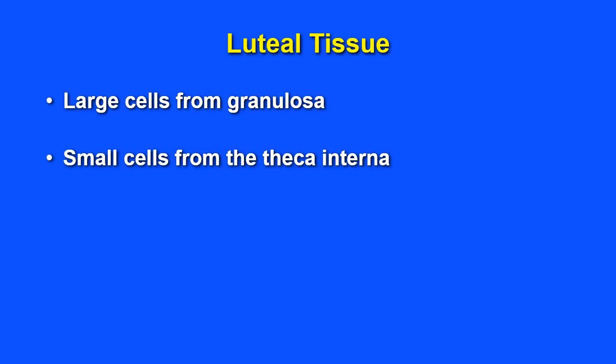There are two important cells that are found in the functional CL. We have the large luteal cells and the small luteal cells. The large luteal cells are again derived from the granulosa cells of the antral follicle. The small luteal cells are derived from the theca interna of the preovulatory follicle.